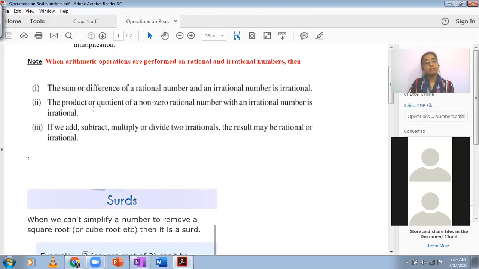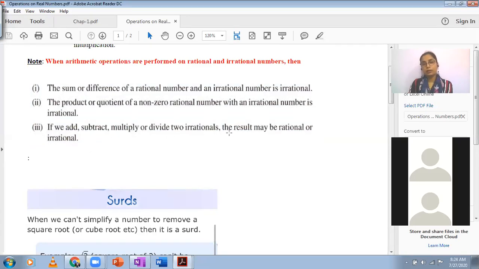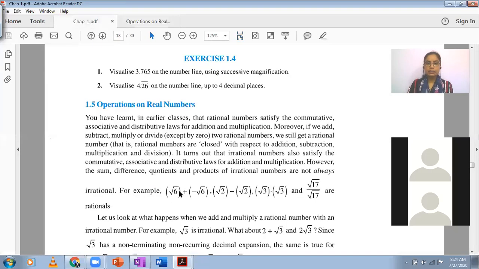If you try to multiply or divide a non-zero rational number with an irrational number, the answer will be irrational. Whereas this last property here states that the irrational numbers are not closed under the four operations that we have, because the answer could be a rational or irrational number. And there are examples they have given here.